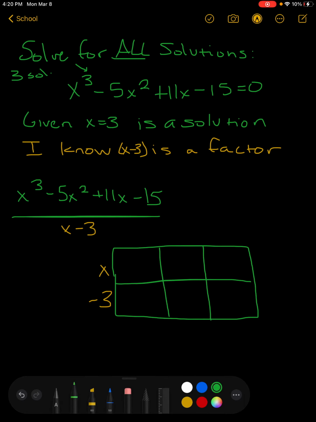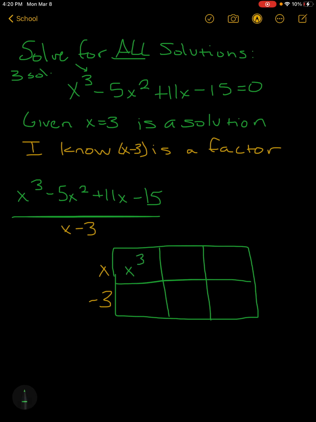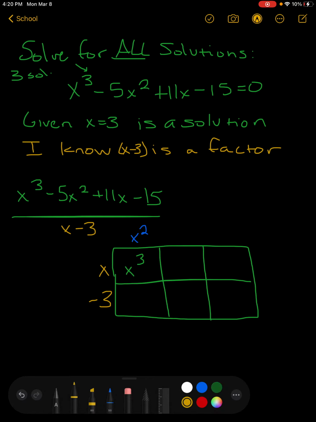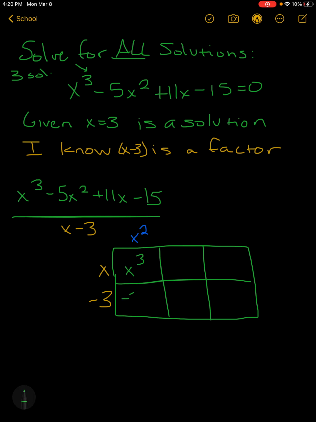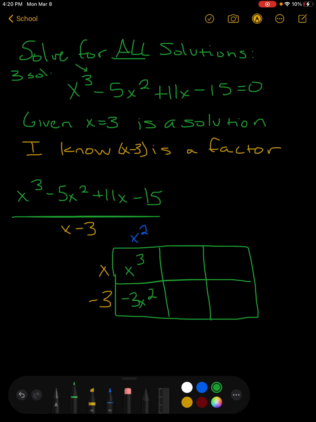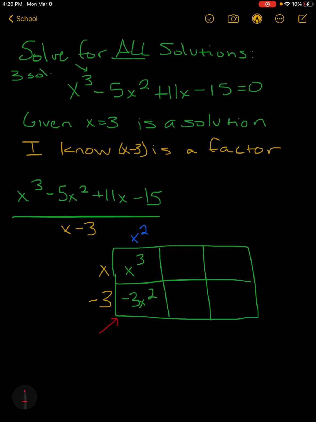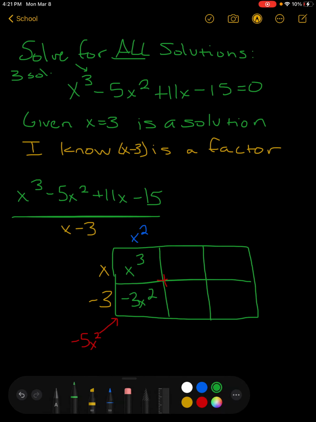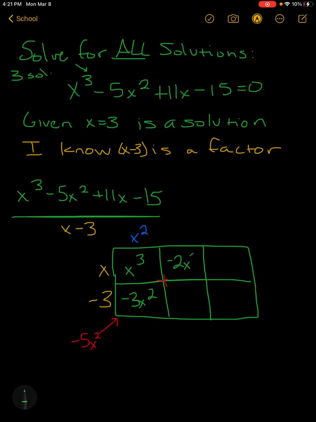As always, start with what we know, and we know my leading term is x cubed. And if my leading term is x cubed, that's because I multiplied by an x squared. And x squared times negative 3 is going to give me negative 3x squared. Now I need to figure out the other piece of my diagonal, knowing that negative 3x squared plus whatever is in that top box is going to give me a negative 5x squared. Well, the only option is negative 2x squared.